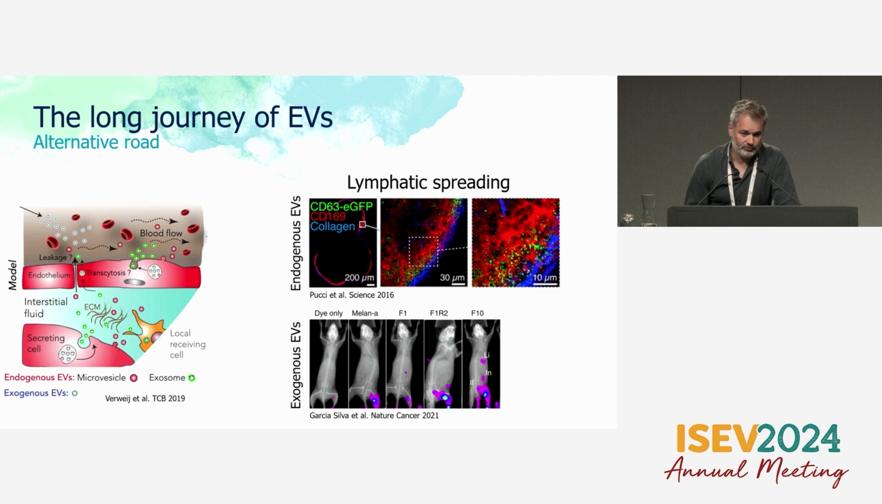As an alternative road to the blood circulation, several groups have described EVs traveling through lymphatic vessels, and this is the case here in these examples for melanoma EVs, both endogenous and exogenous EVs that can be found in lymphatic vessels and accumulating in lymph nodes.